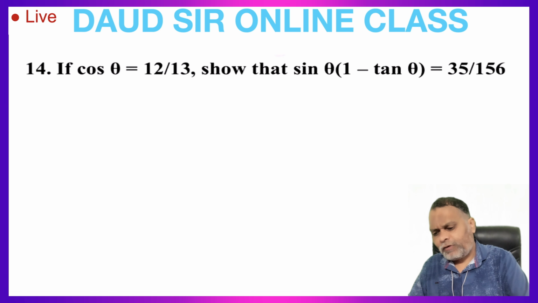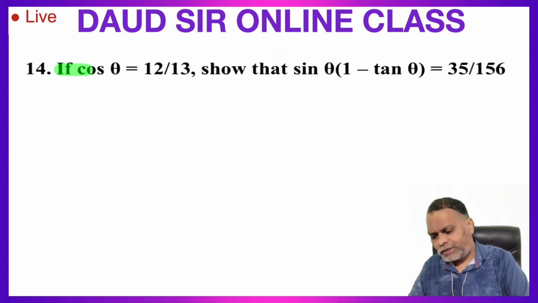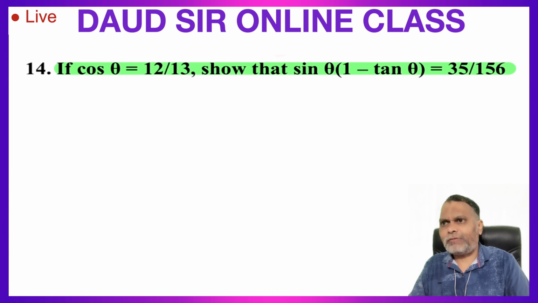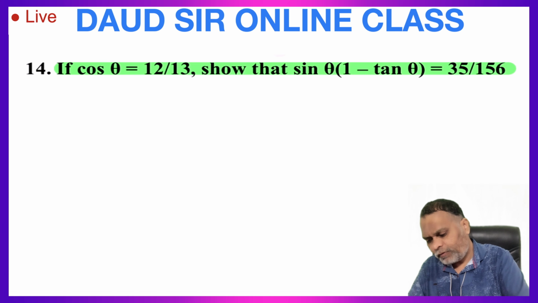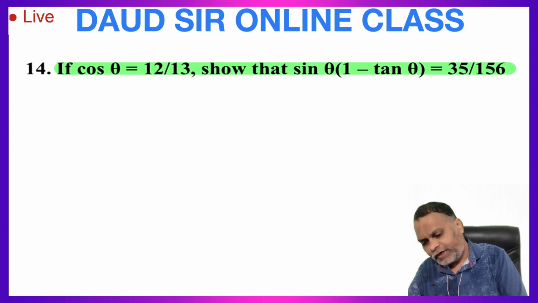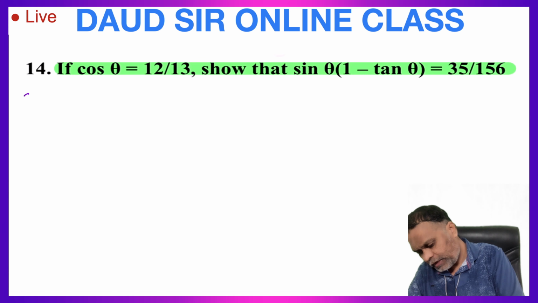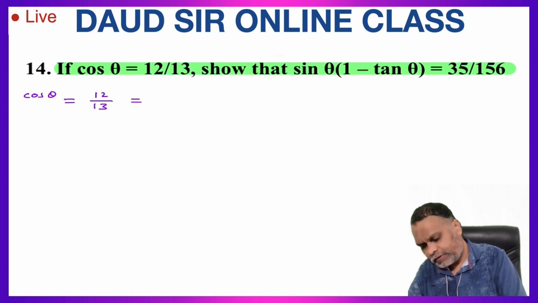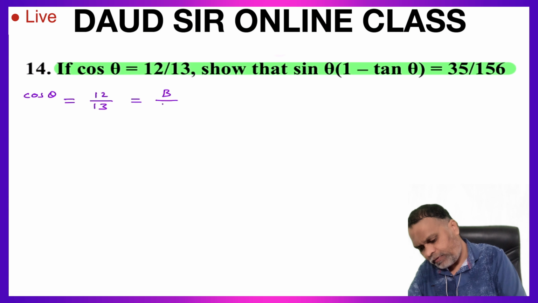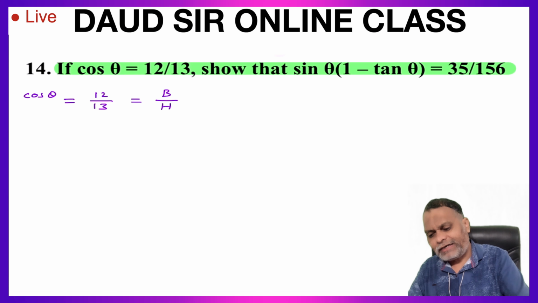Question number 14. If cos theta is equal to 12 upon 13, show that sin theta into (1 minus tan theta) is equal to 35 upon 156. So for proving this, take the given trigonometrical ratio first. Cos theta is equal to 12 upon 13. Basically cos theta is base upon hypo. Make one right angle triangle.